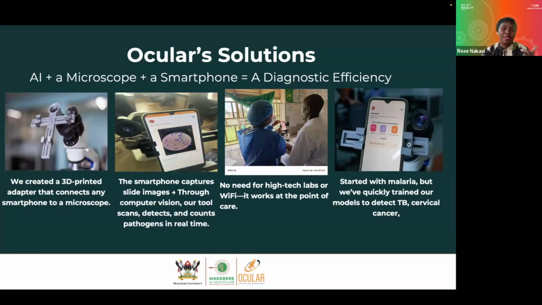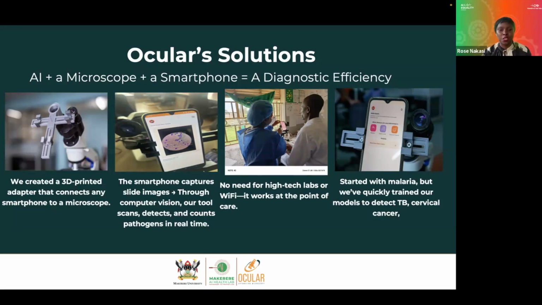So what we have created under Ocular is that we are leveraging the existence of the microscope and the smartphone, and we have developed a 3D printable adapter that we connect onto the smartphone, onto the eyepiece of the microscope, to provide that attachment where the smartphone camera syncs with the eyepiece to capture whatever is under the microscope onto the smartphone. So what that does is that it supports the microscopist, at the comfort of his desk, to capture the image directly the way it is from the microscope onto the screen of the smartphone.